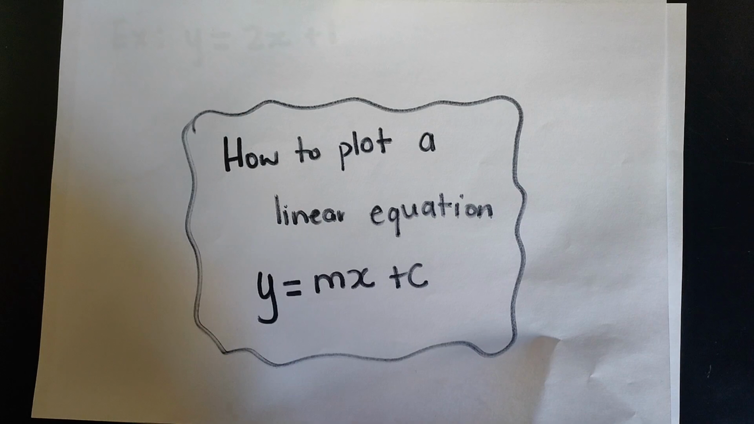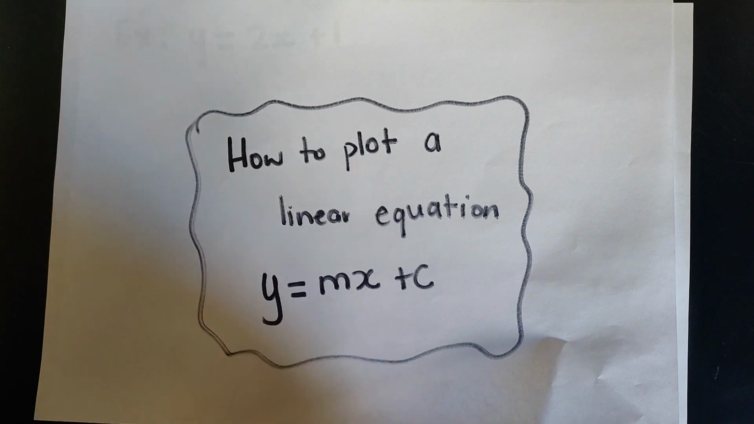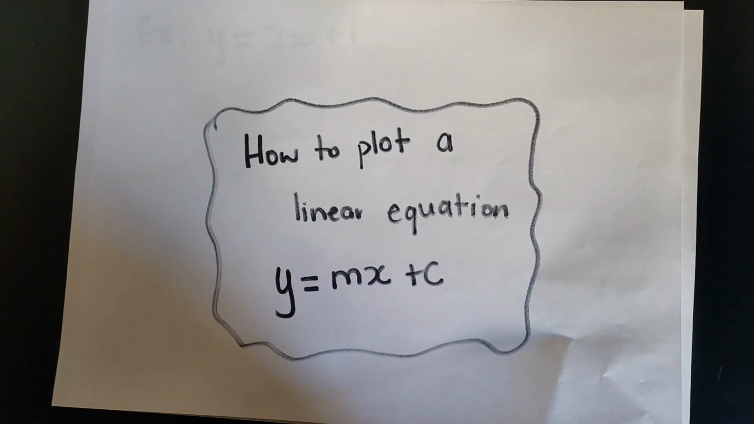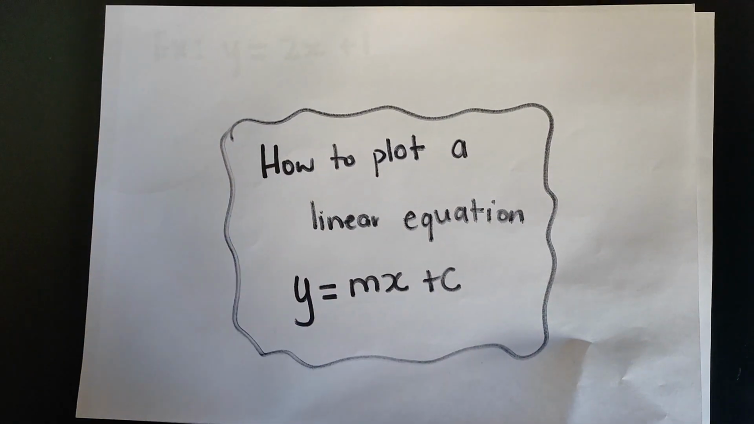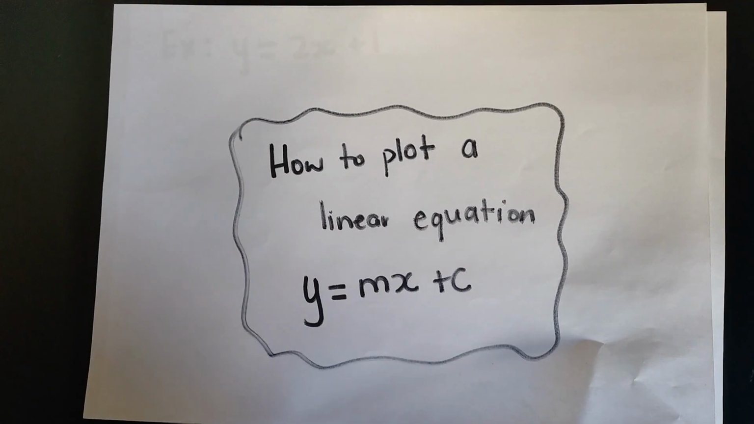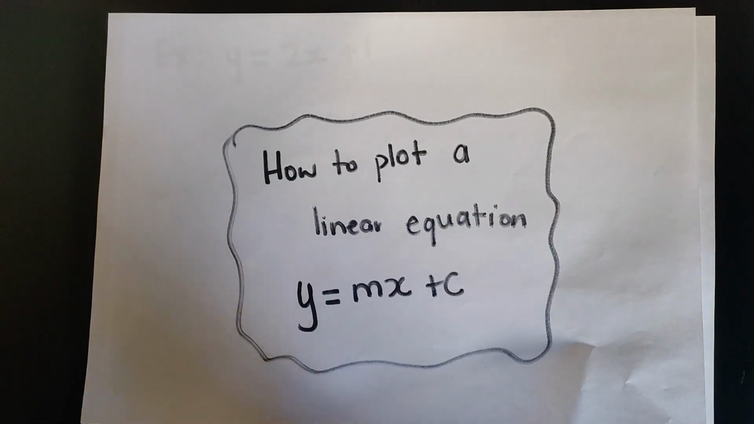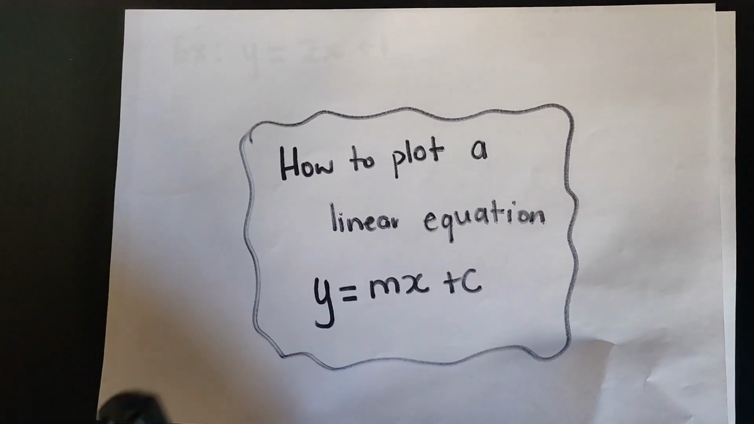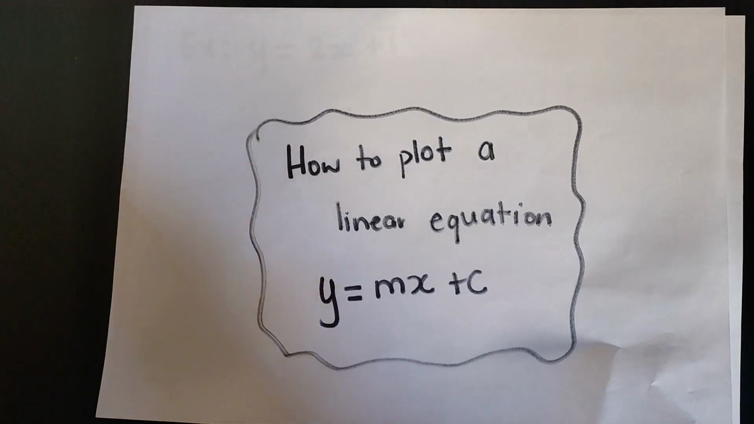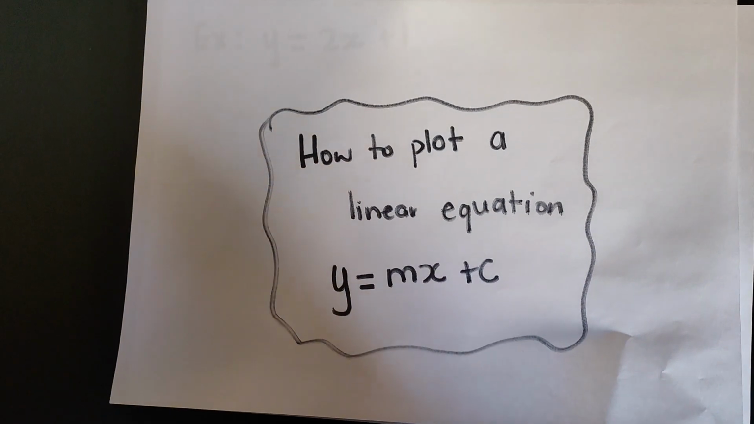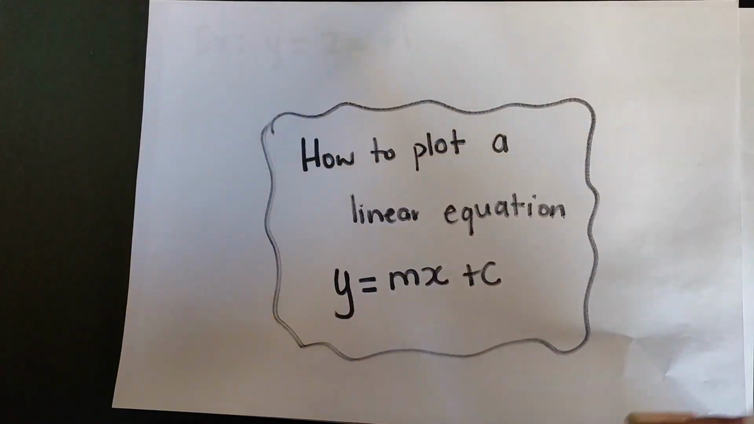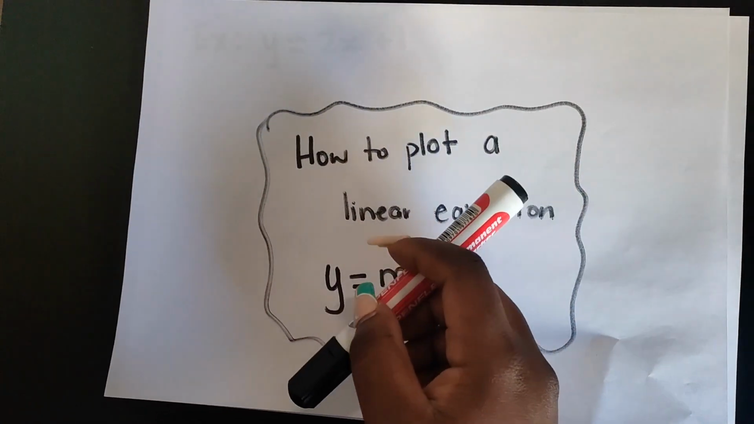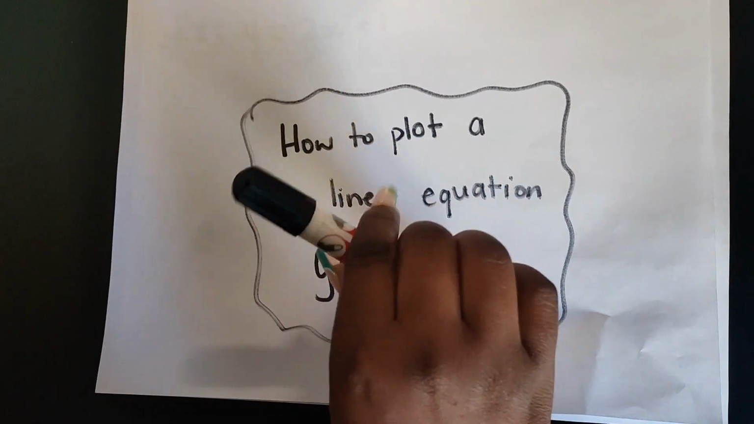So today we're going to be learning how to plot a linear equation. So what is a linear equation? A linear equation is an equation that has a one-to-one relationship, meaning that it's in the format of y equals mx plus c, where y is your dependent variable, x is your independent variable, m is your gradient or your slope. That tells you whether your graph is going to be increasing or decreasing.